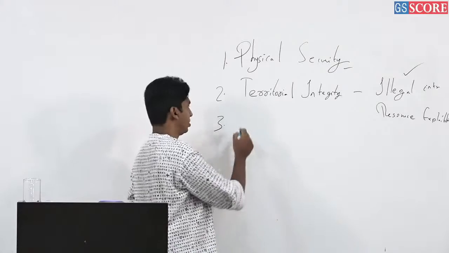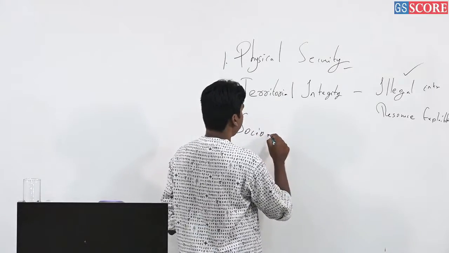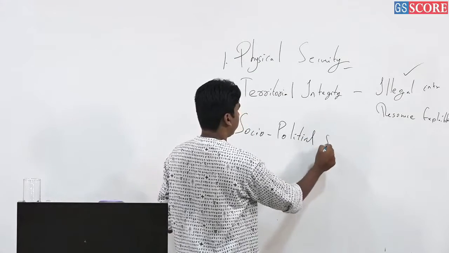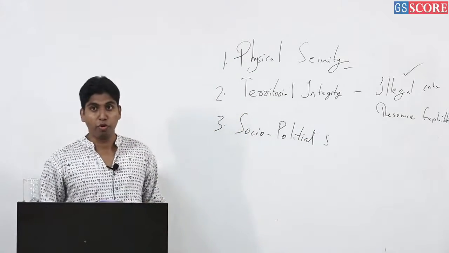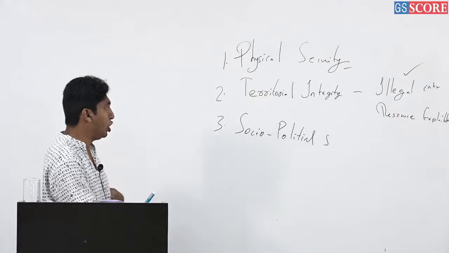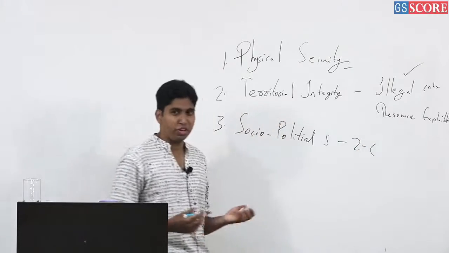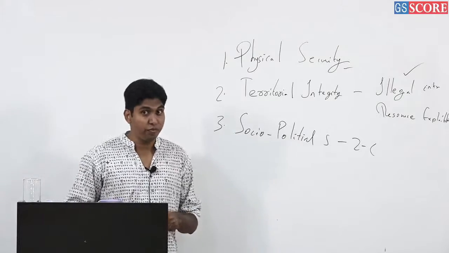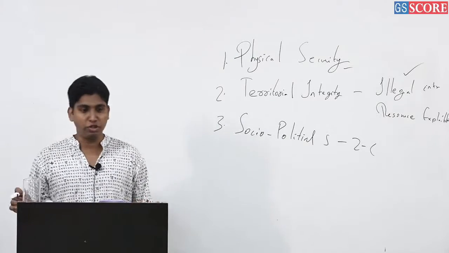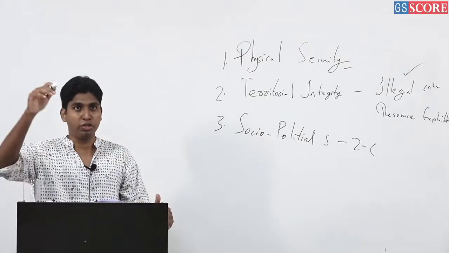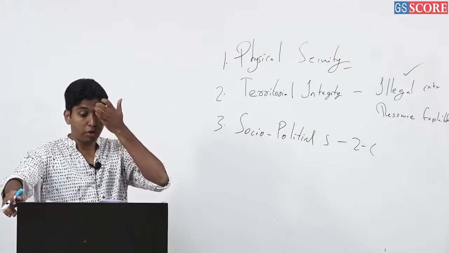Then the third is socio-political security. This has two components. First of all, it is the maintenance of public order. Maintenance of law and order is part of socio-political security.